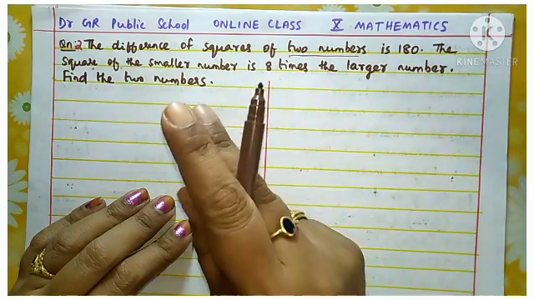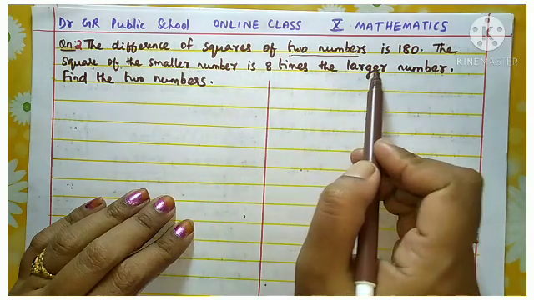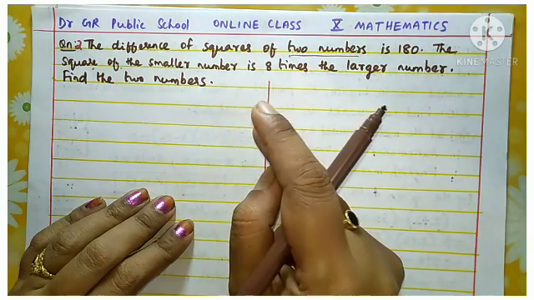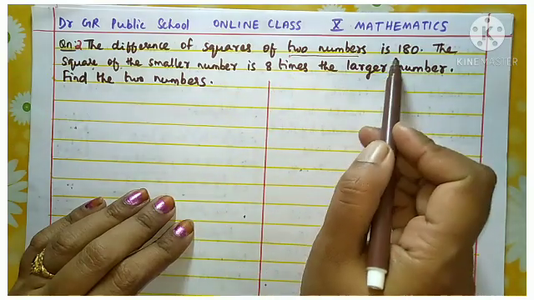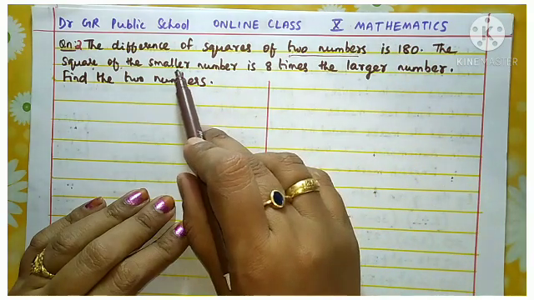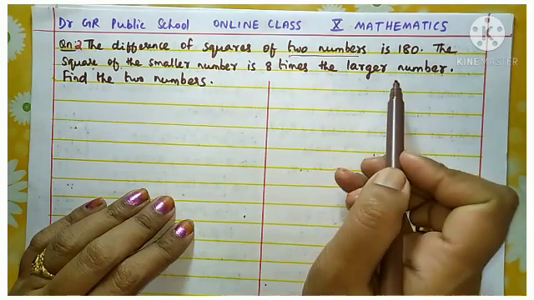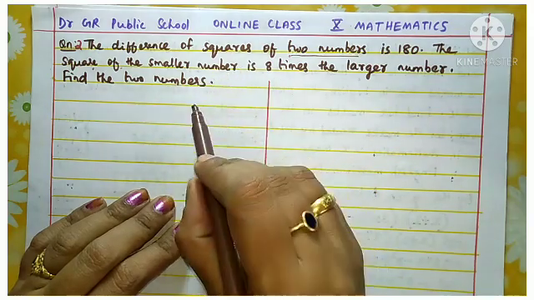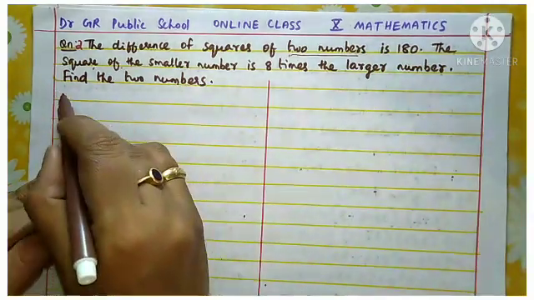Okay, so here actually two numbers are there. One number is a smaller number and one number is a larger number. So that is only our two different numbers. Now the squares of the two numbers, if we find and take the difference, is 180. And when you take only the square of the smaller number, that answer will be 8 times the larger number. So you need to find out the two numbers. What is the smaller number and what is the larger number? Okay? Yes. So come to the solution.